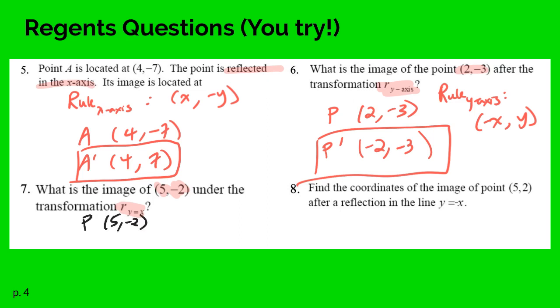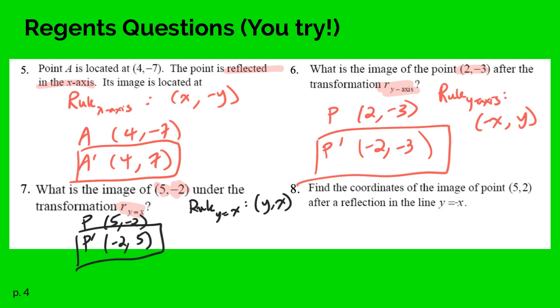And if we remember in our last example, our rule for when y equals x was we just flip the y and the x. So it's y comma x. So my P prime is going to be a result of just flipping my x and y coordinate. So it's going to be -2 comma 5. And that's going to be the image point.